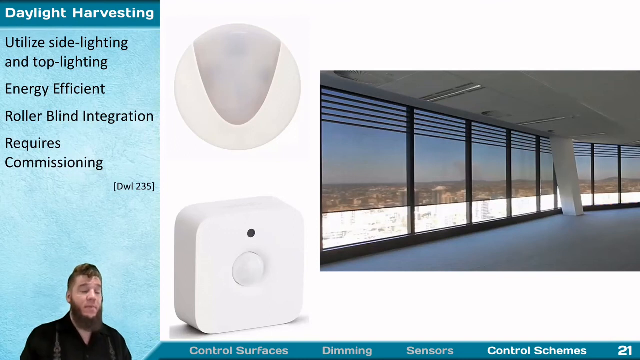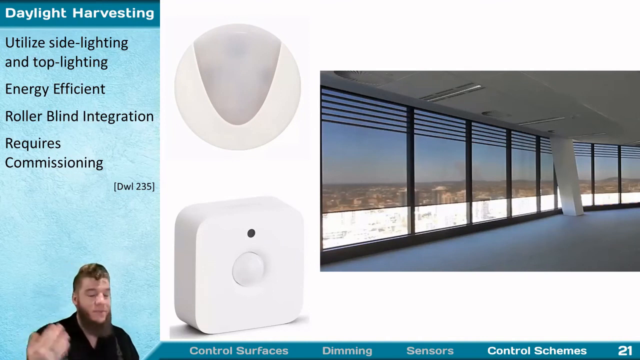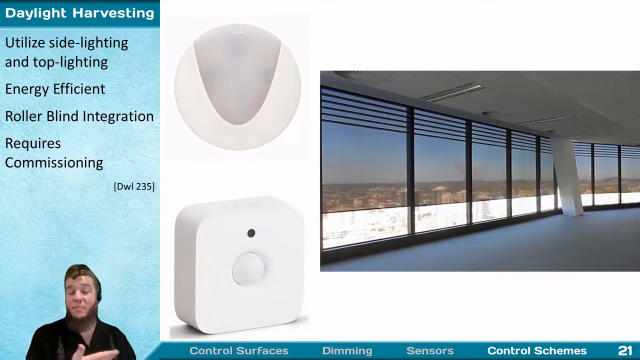Again, these are the type of sensors that do require commissioning, meaning verification in the field that they're functioning and behaving the way you might expect them to, because you definitely don't want them turning the lights off on people when they just get a little bit of sparkle in the photo sensor.